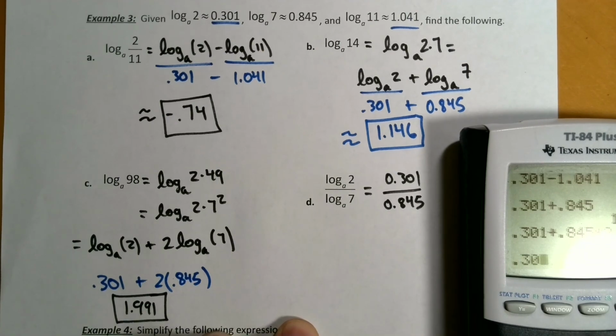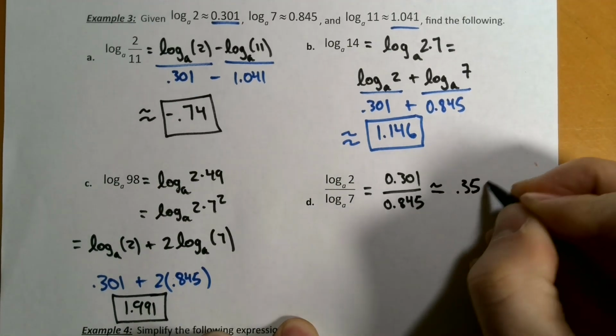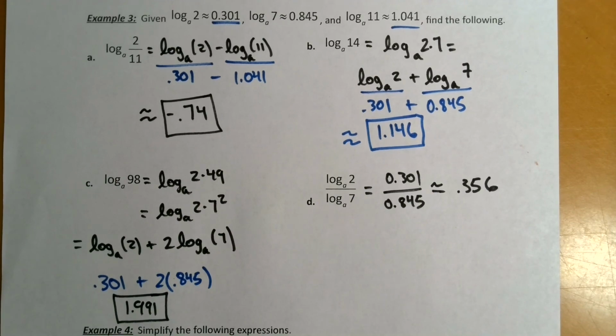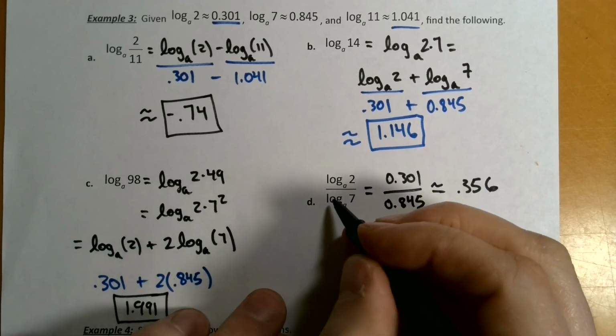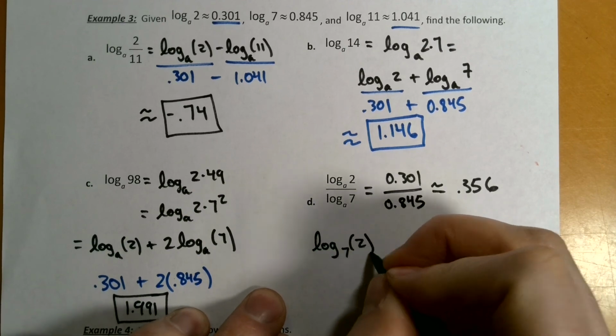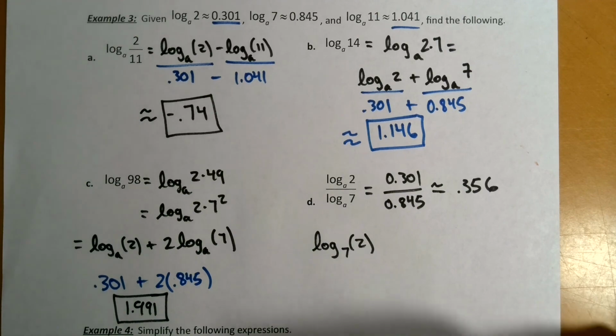So 0.301 divided by 0.845 is approximately equal to 0.356. This, by the way, is an application of the change of base formula. What we're asking here is what is log base 2 of 7. Let me double check that that is the same thing.